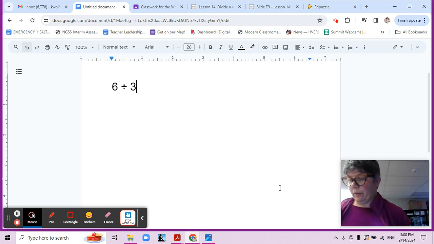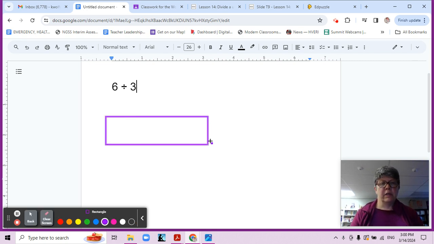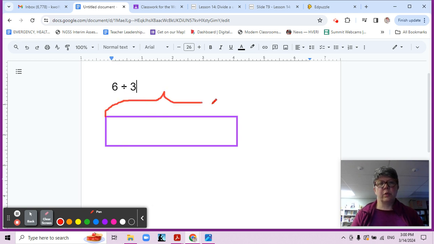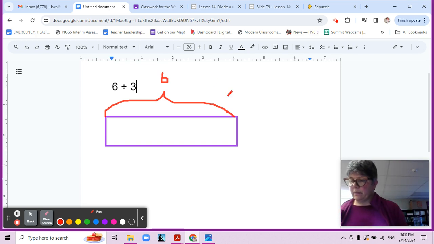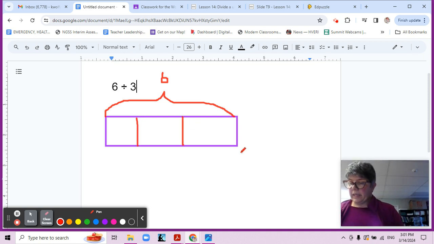It's the total, right? So if we were to make a tape diagram, which of course we will, our total is 6. So when we show the whole tape diagram, this is 6. And what does the 3 represent? The number of groups. So we're going to have 3 groups. So we're taking 6, we're making it into 3 groups.